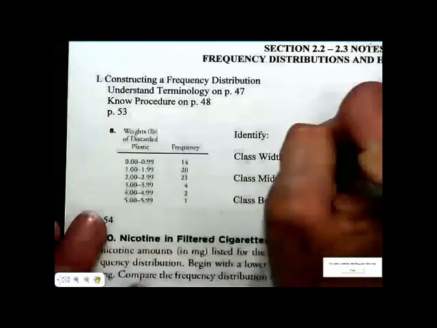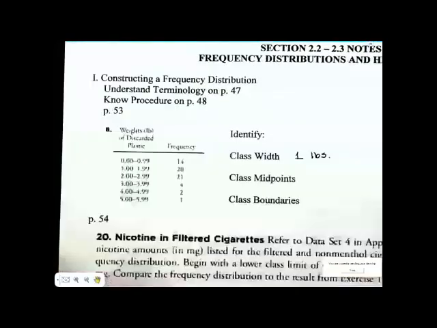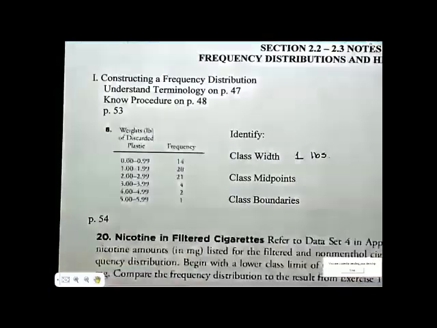Units always make more sense. I don't think they'll ask you for the limits in my math lab, but that does make it clear that you understand what it is we're talking about. The class width is 1 pound. Class midpoints, how many classes do I have here? 6, so how many class midpoints? 6, because each class has a midpoint.